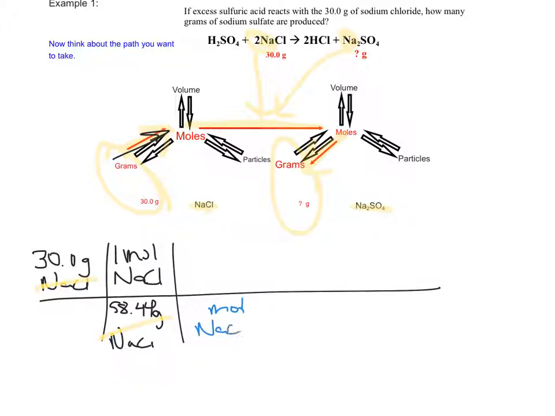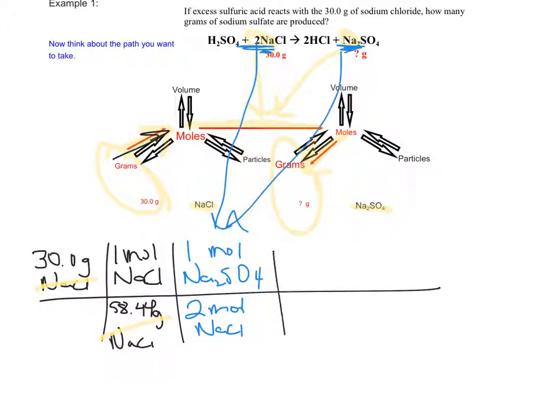Got to cancel that guy out. And we were trying to get to moles of sodium sulfate. So I'm going to put that up top. Notice I'm writing the substance every time. Our ratio is going to be 2 sodium chlorides, I'm looking at my balanced equation, to 1 sodium sulfate, and that's my mole ratio.